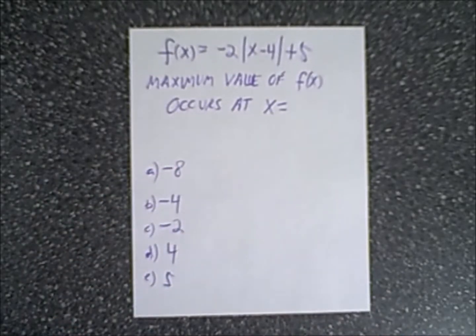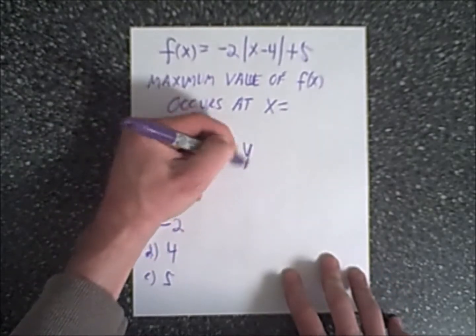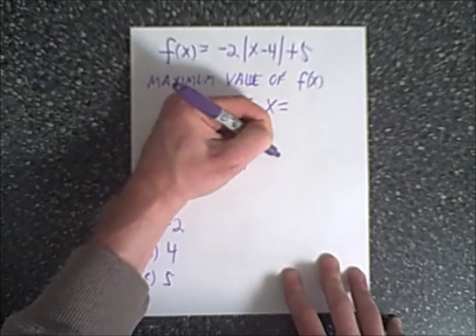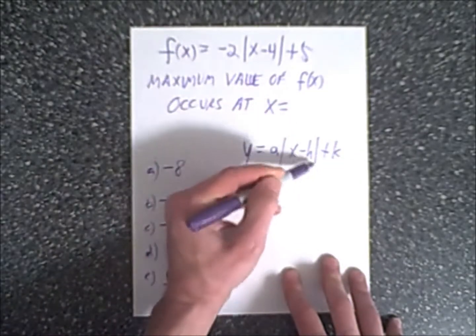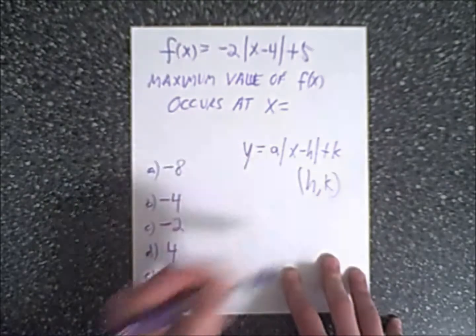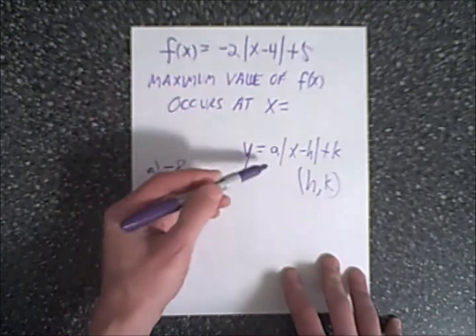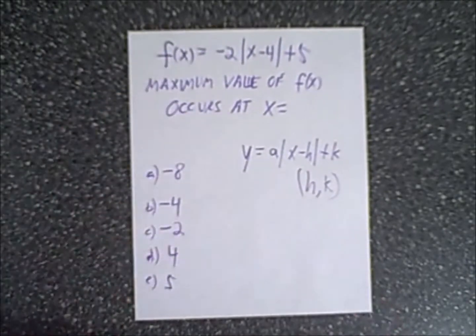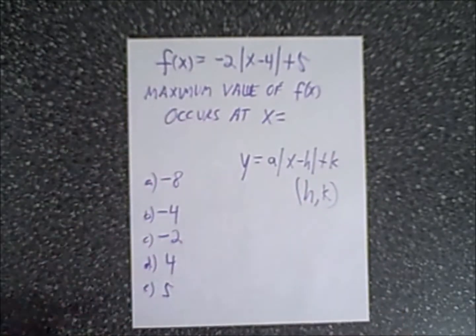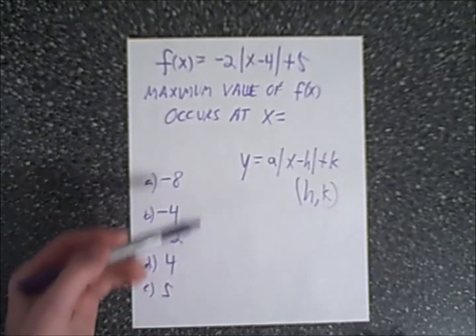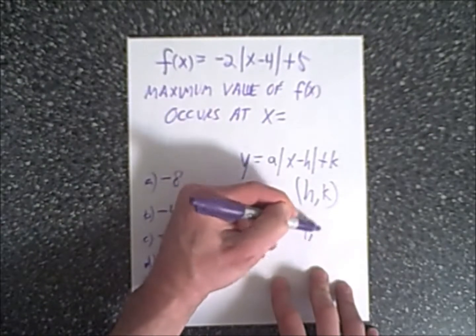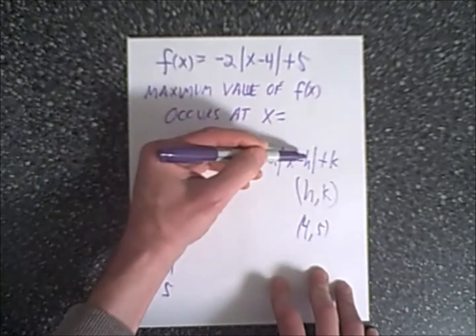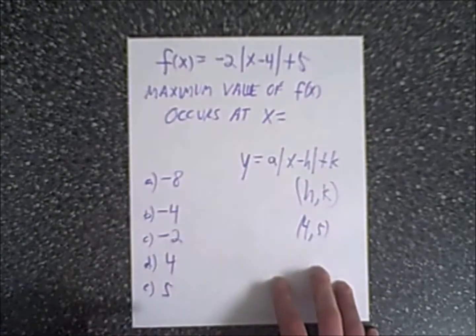So one way to approach this, if you're familiar with absolute value functions, is to recognize that the general equation is y equals a times the absolute value of x minus h plus k, and this is the vertex, (h, k), and a is the coefficient, sort of the stretch, and determines which way this will face. And as you notice, this is -2, so it would face down, and our vertex, which would in this case be the maximum, would be (4, 5), because again it's x minus h, x minus 4, so h is 4.